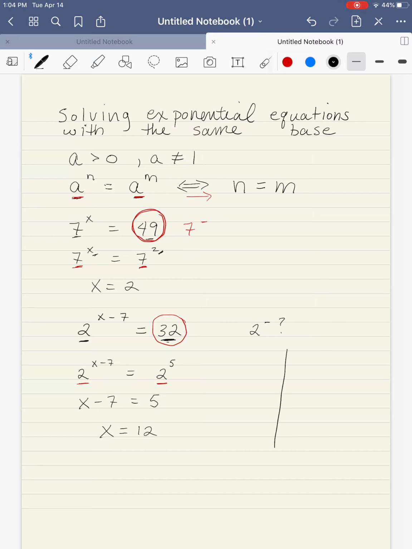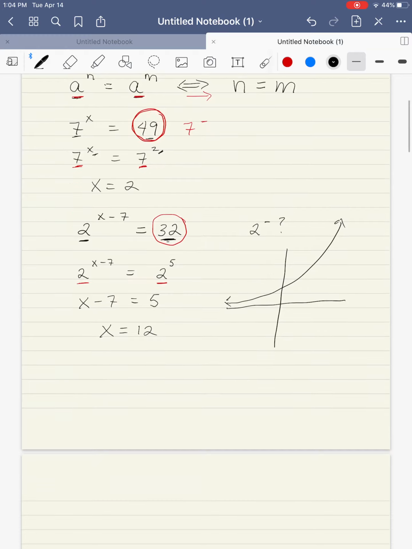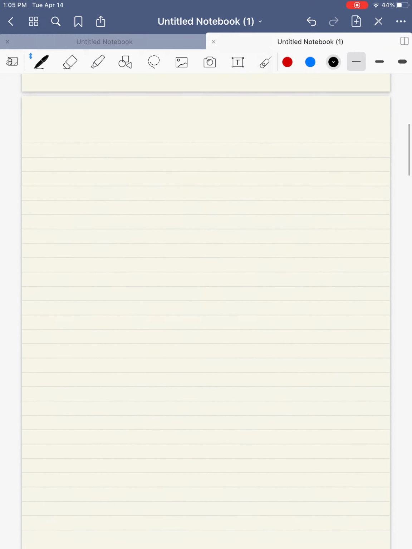I don't have to worry about if I have a positive or a negative or zero exponent, because remember, exponential equations have a domain of all real numbers. So the exponent can be any kind of number.